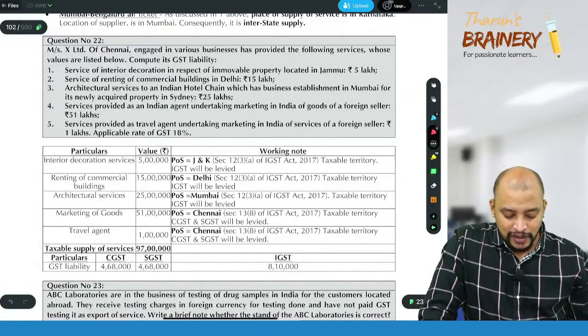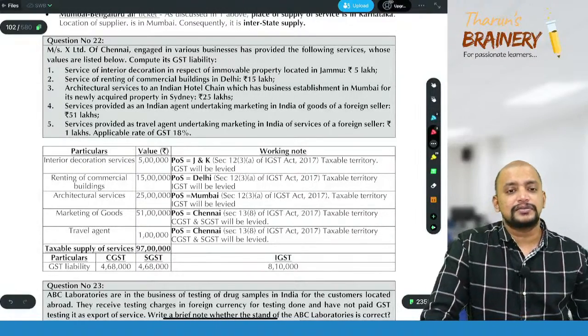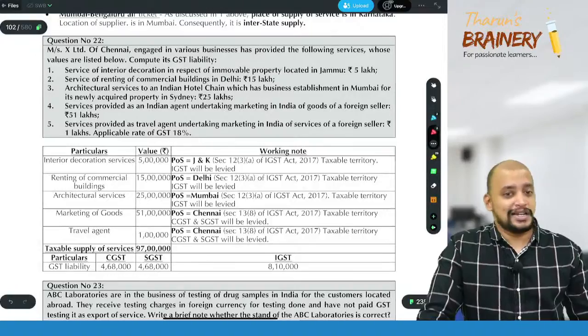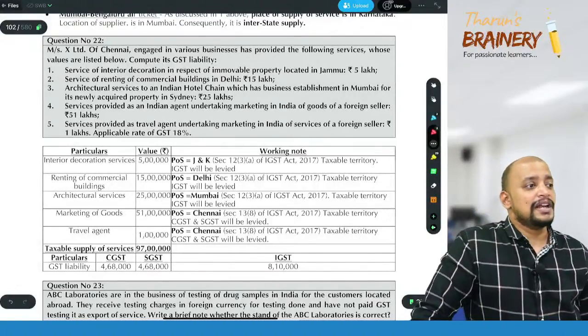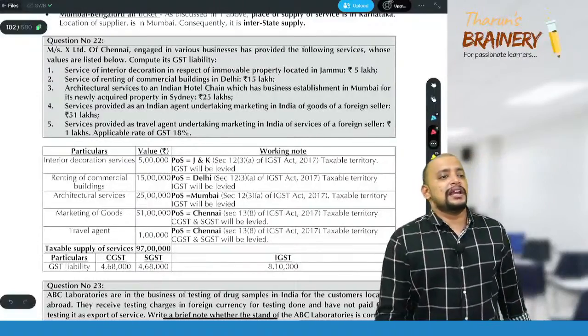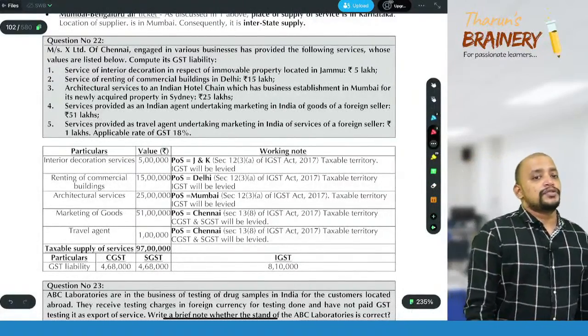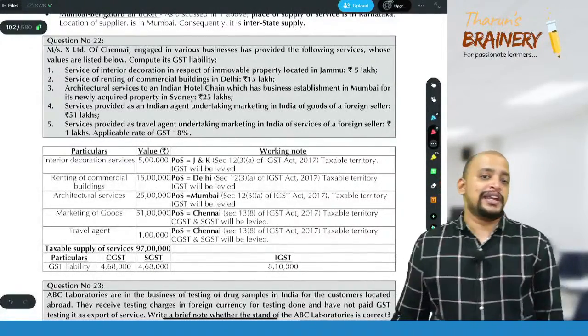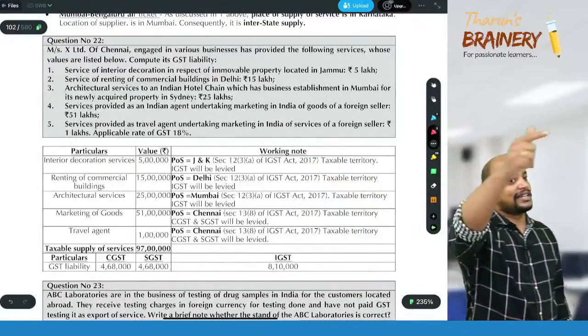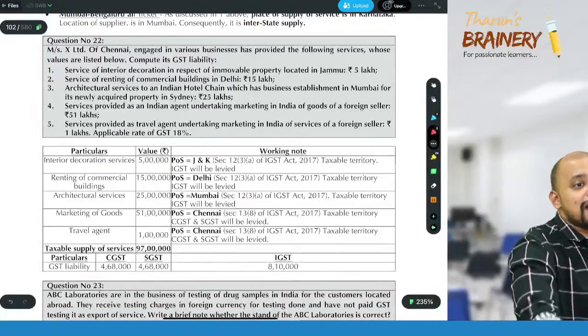Service provided as an Indian agent undertaking marketing in India of goods of foreign seller. So therefore it will be coming under exemption. Will it be coming under exemption? It's an intermediary service. Will it come under exemption? I told you one exemption, not today. There is an intermediary in India. So supplier of goods outside India, recipient of goods outside India, then the intermediary getting commission is exempted. Is it exempted or not? Check and tell me. No, because they are doing marketing in India.